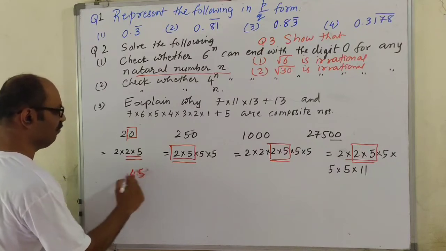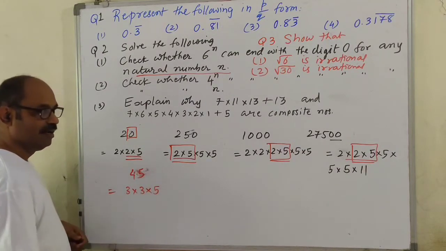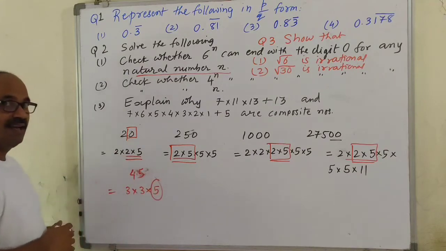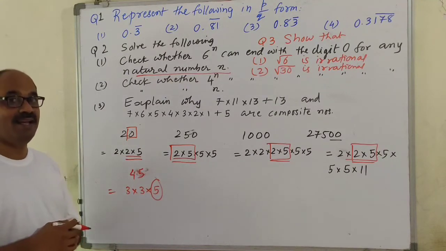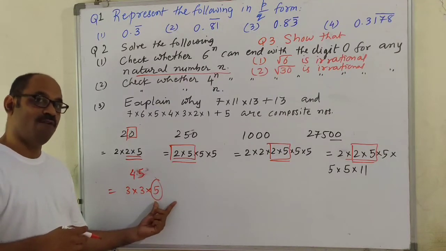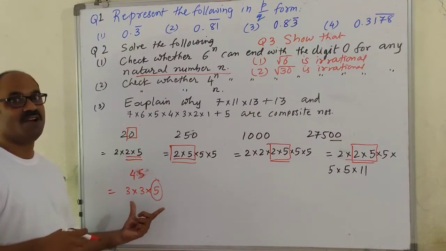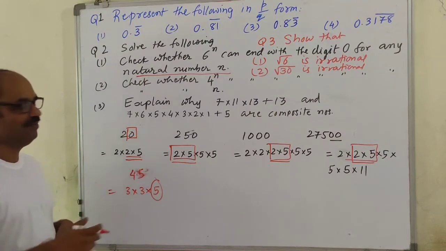Okay, I'll take 45 only. Simple number: 3 into 3 into 5. यहाँ 5 है, बट पेयरिंग में 2 नहीं है. At least one pair of 5 and 2 should exist in its prime factors, which is not there, so it doesn't end with 0.